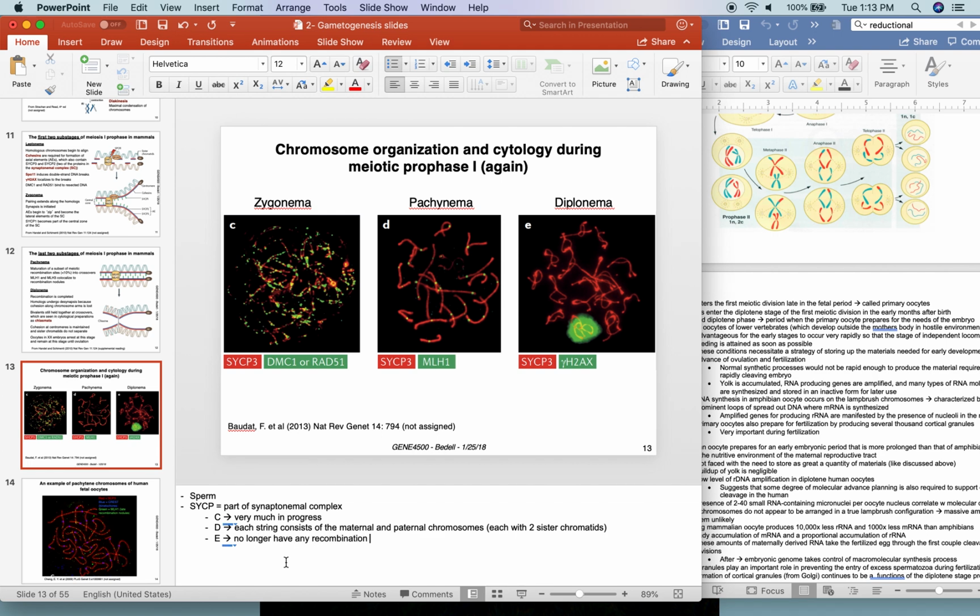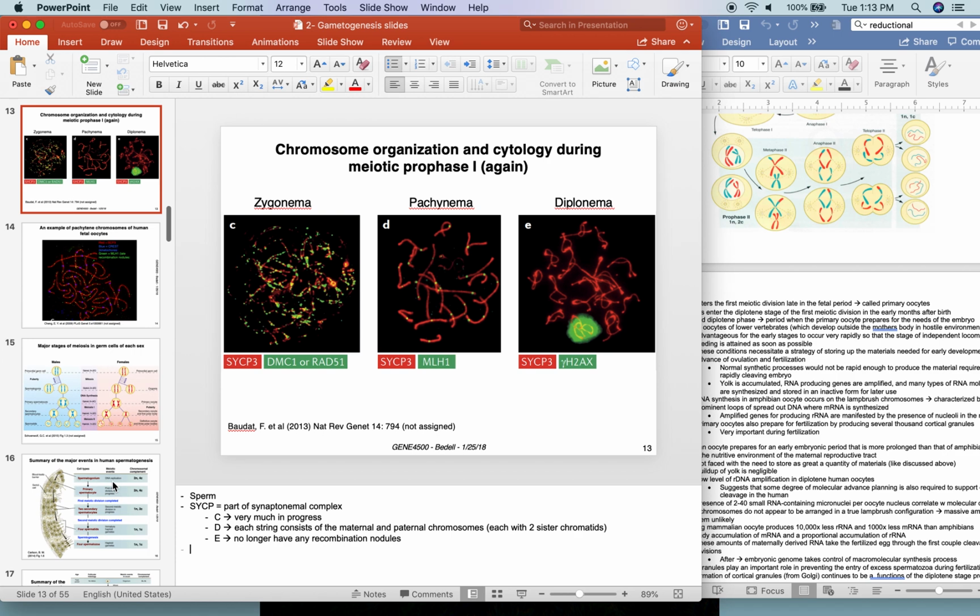So I hope being able to picture this lets you remember the events that are taking place and then just gain those names. This is a male. That's the sex chromosome. That's an X and a Y chromosome. I won't go into why that's got a lot of phosphorylated H2AX on it, but yeah.